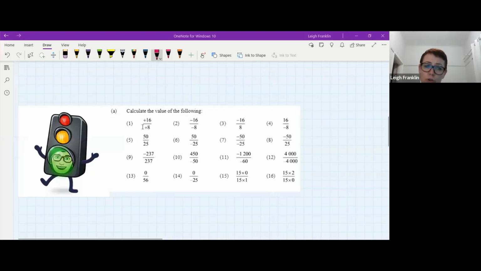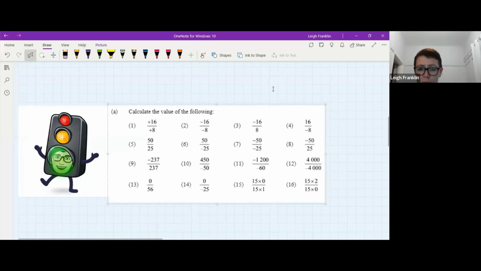Okay, so ma'am, if you divide 0 with any number besides itself, will it still come out as 0? Are you dividing by 0, or is 0 the number that's being divided? 0 is the number that's being divided. Okay, so if 0 is the number being divided, then the answer is always going to be 0. Okay. And if you're dividing by 0?